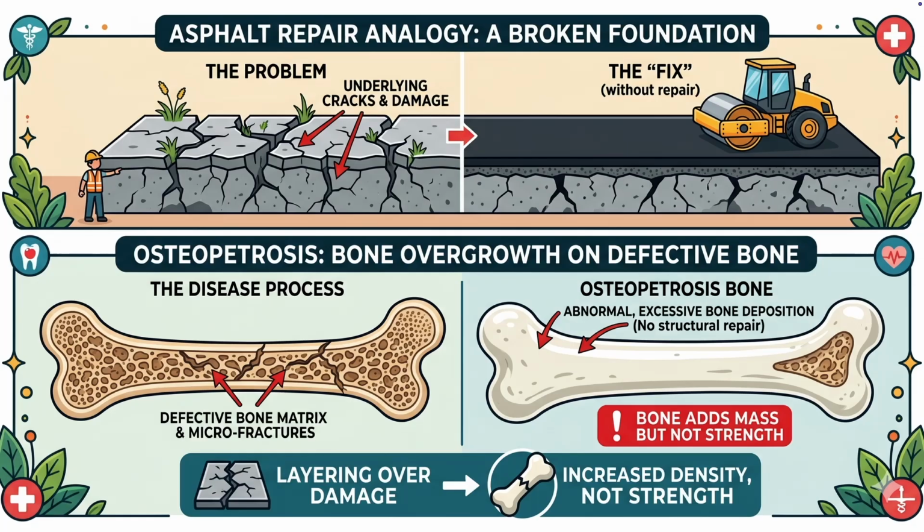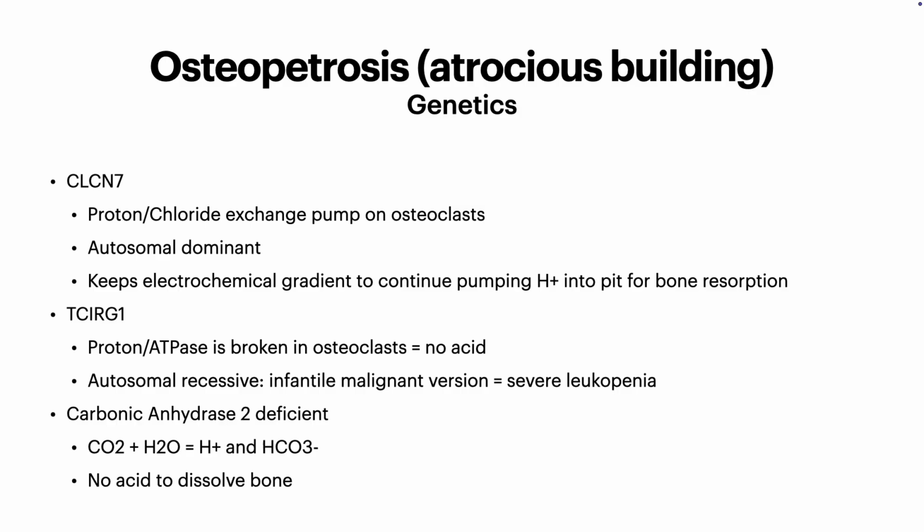And these are the three main genetic factors that play into osteopetrosis. CLCN7, I think of, because it has to do with proton and chloride. I think of Cl being chloride, and then I think of Chanel number 7 for some reason. I think that's like some kind of perfume or something. So CLCN7, that is what plays a role with your proton chloride exchange pumps on your osteoclasts.